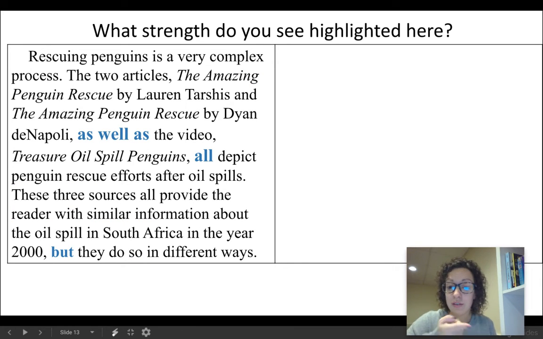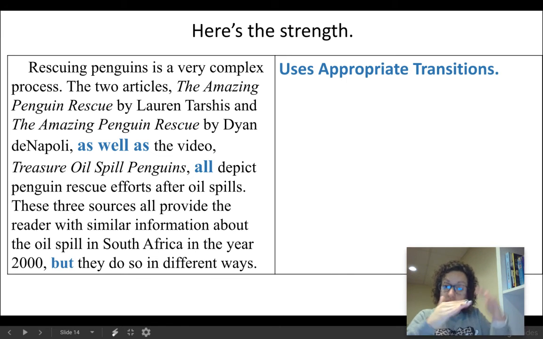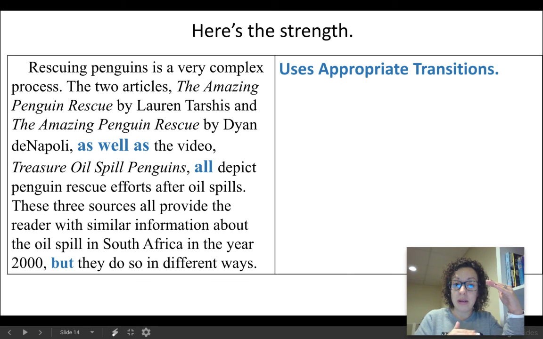Now, what strength do you see here? As well as all and but. What could that strength be? If you said that it used appropriate transitions, then reach on back and give yourself a pat because you're correct. And I want you to stop, pause the video, and make sure that you also have similar or something close to appropriate transitions in your intro. And remember, you can go back and look at that poster that I attached to your assignment so you can see if there's something you could borrow from.